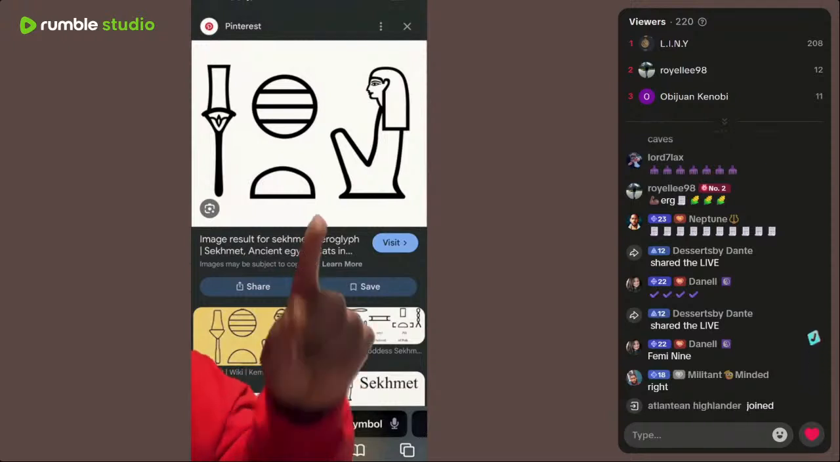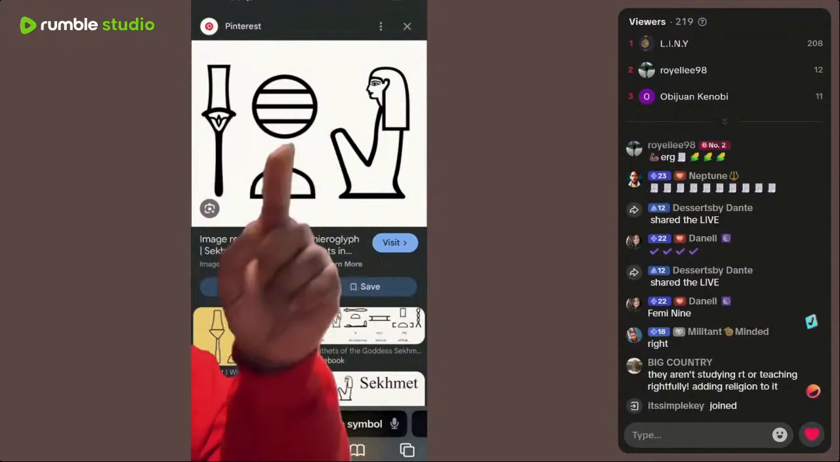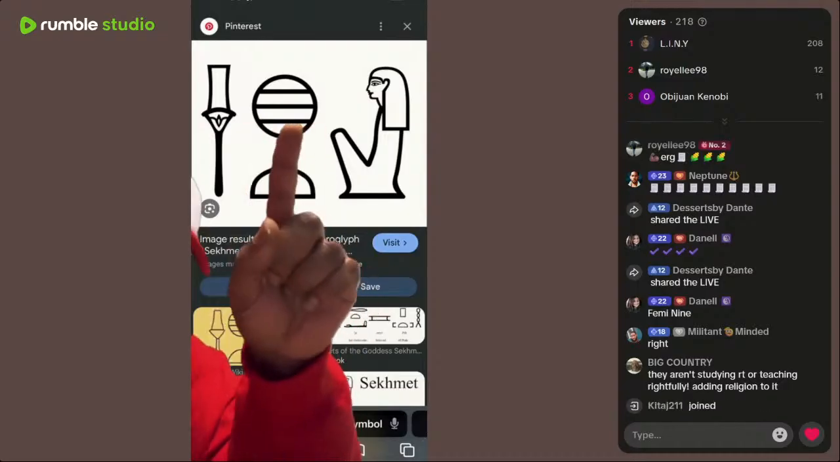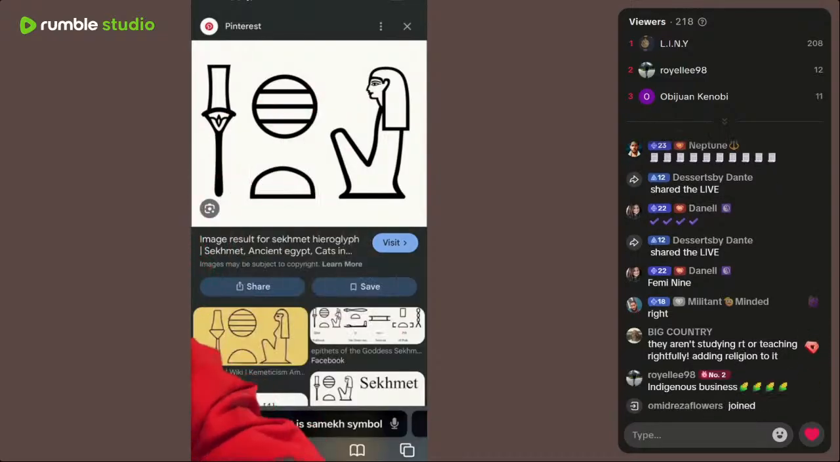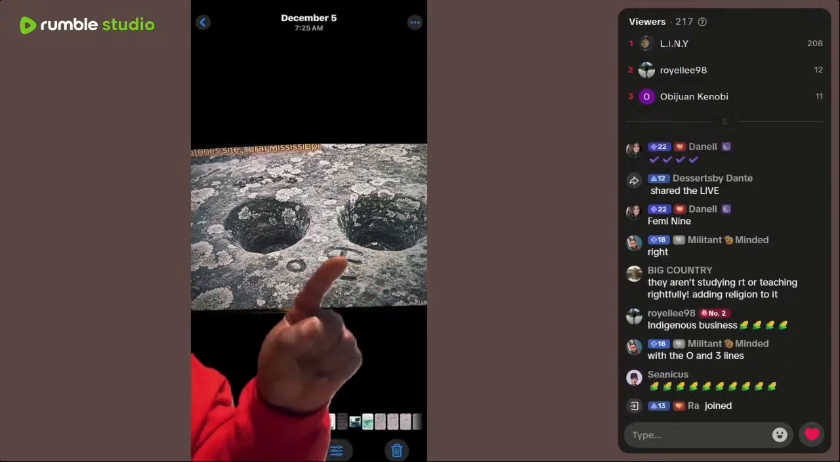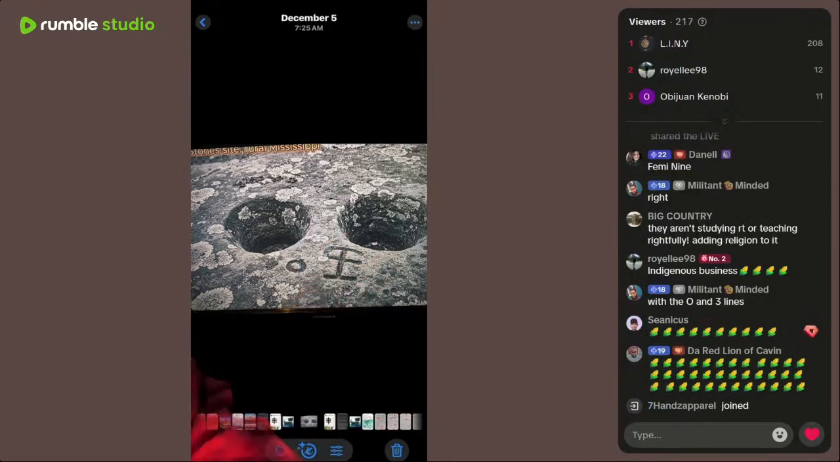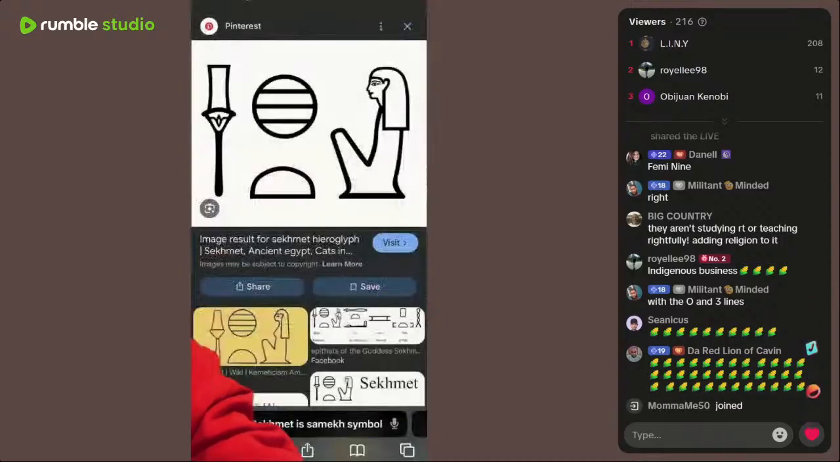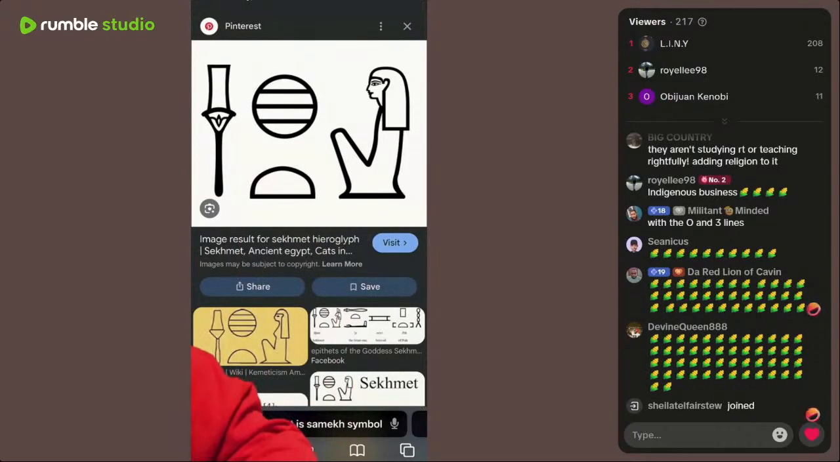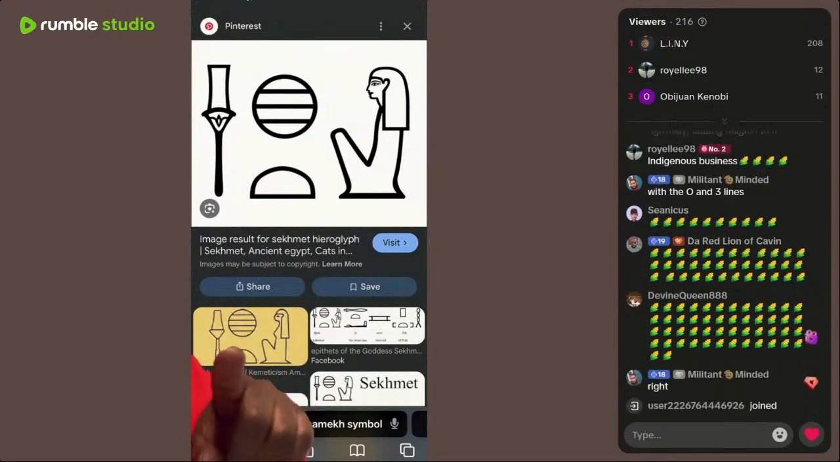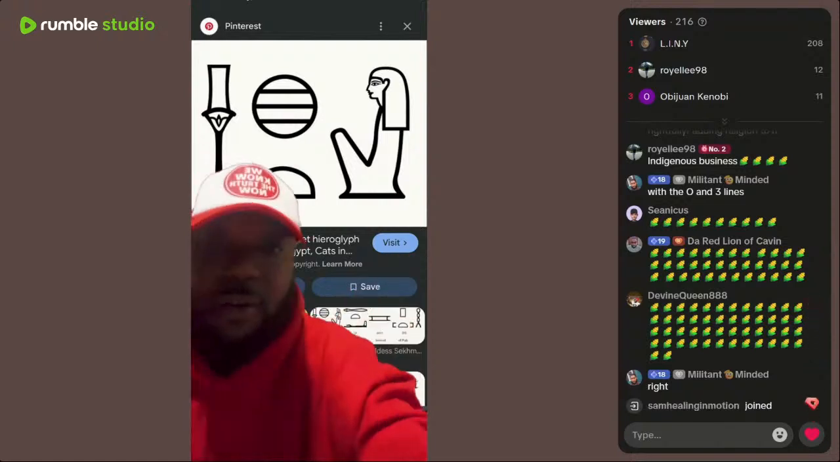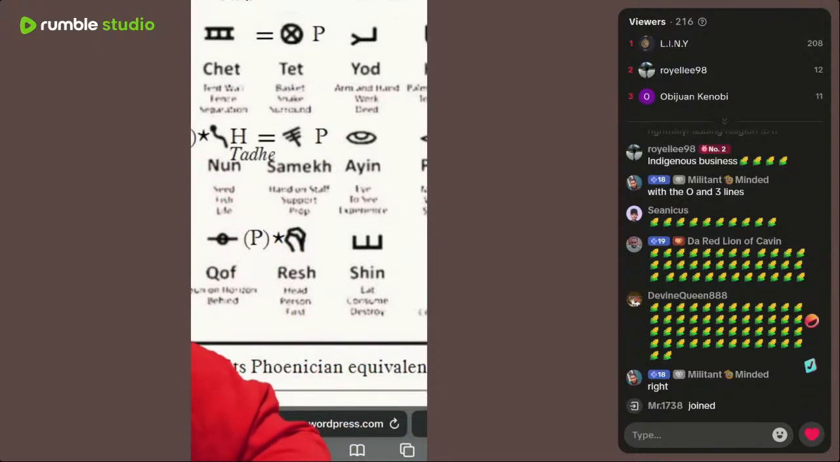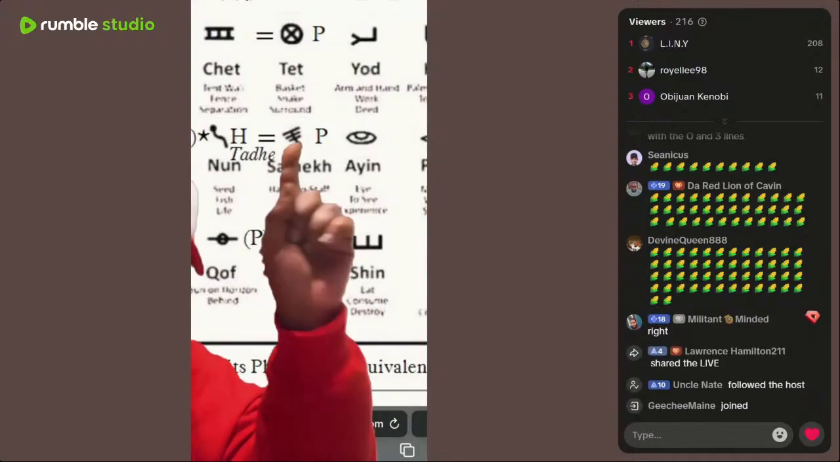Whoa, Sekhmet. 1, 2, 3. You see the symbols? 1, 2, 3. See the symbol? Roll the coin. Let's go back to Mississippi. It's just an older version. 1, 2, 3 in the circle. That's what they're really doing. Let's go to Sekhmet. Same thing. 1, 2, 3. You see the lines. Let's keep going.